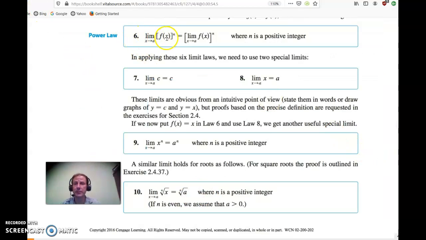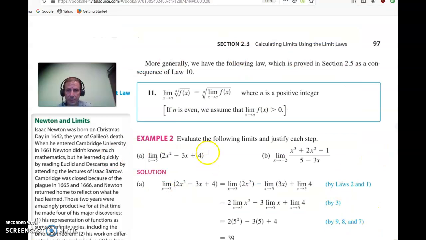Moving down the list, the limit laws also say things like if you have a limit of a function raised to a power, that's going to be the same thing as the limit of the function, where the whole limit is now raised to a power. And they also say things like the limit of a constant is a constant, the limit as x goes to a of x is just going to be a. And the last limit law says that the limit of a root of a function is going to be the same thing as taking the limit of the function and then taking the root of the resulting limit.